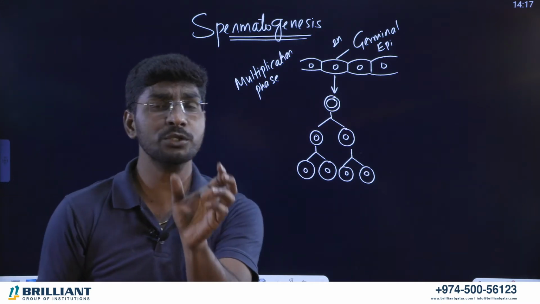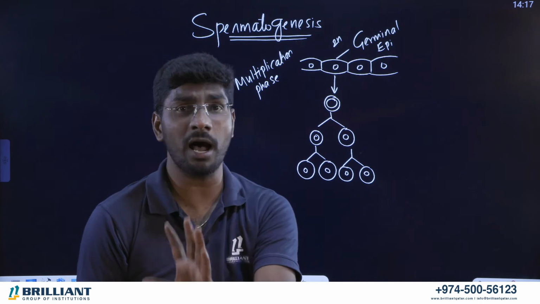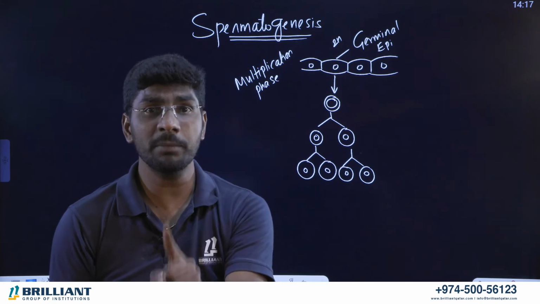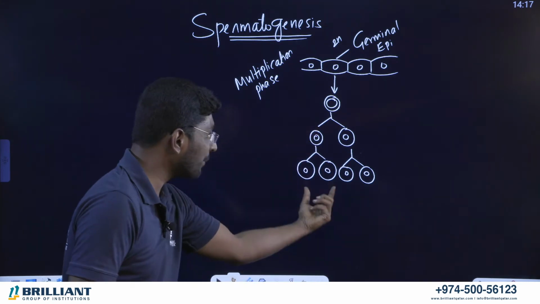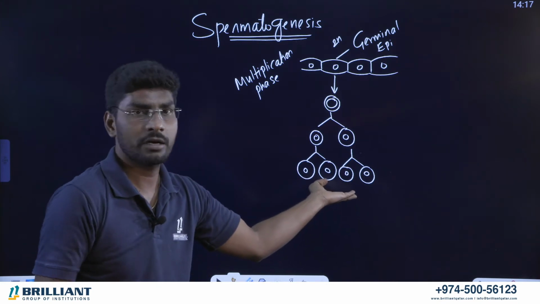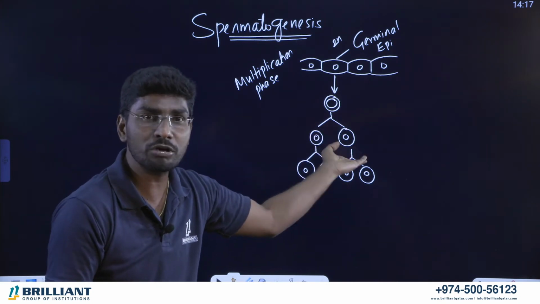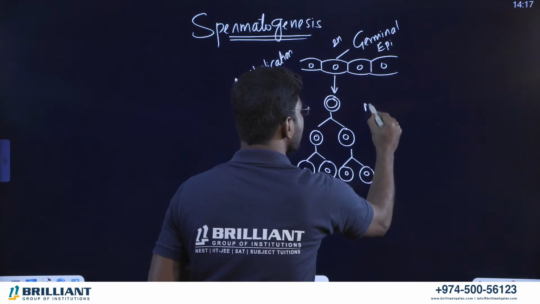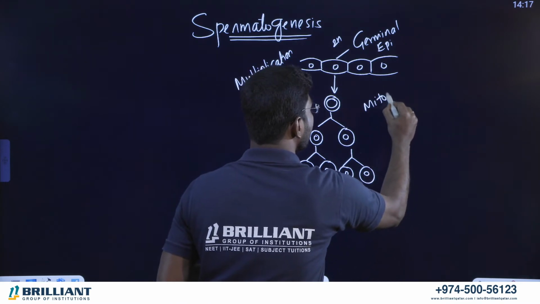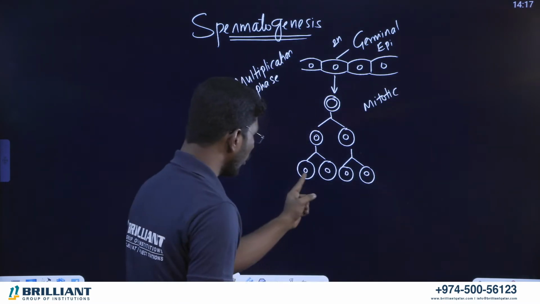Remember, students, the first MCQ they may ask: after the multiplication phase, are haploid or diploid cells forming? Diploid cells only, because it is not a meiosis division. So what kind of division takes place here? Mitotic division. Keep that in mind. So these cells, okay?